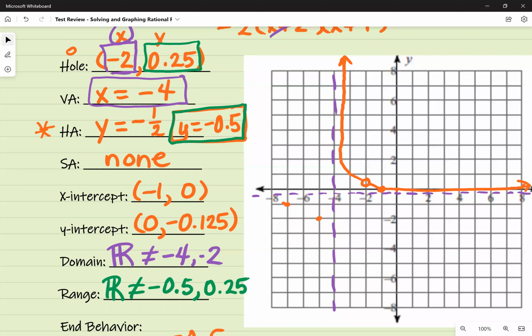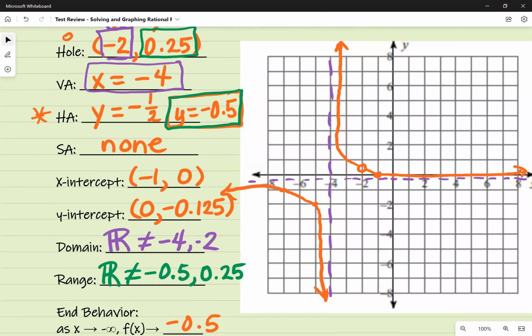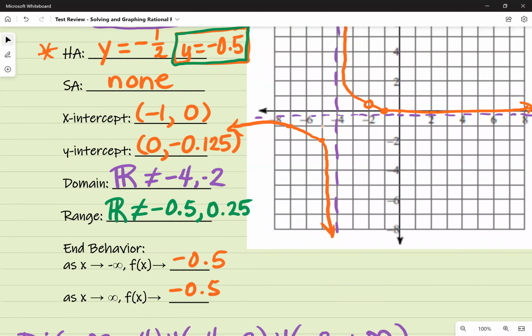So I can get really, really close to the asymptote without crossing it. And the same here, I can get really, really close. And it didn't mention anything about holes or anything, so I'm good. This is what my graph should look like, and this is the information that's attached to it.